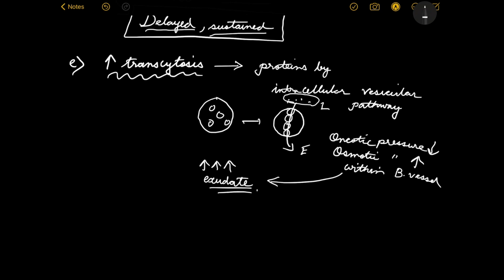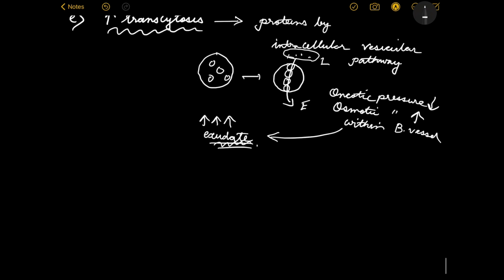Okay, so more and more exudate will leave, because more and more fluid will leave, because proteins are leaving. So oncotic pressure is decreasing inside the vessel, and oncotic pressure is increasing on the other side, which will draw in more water, more fluid. That is actually altering the vascular permeability.